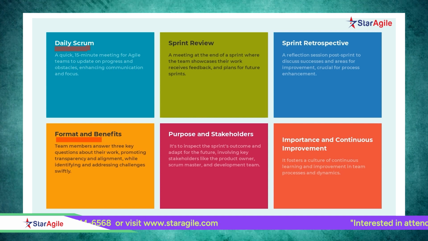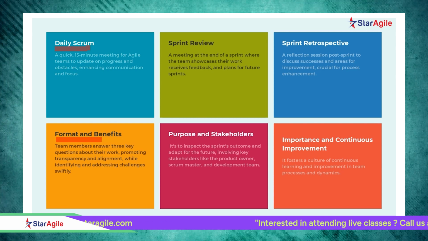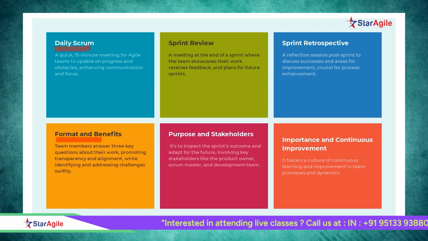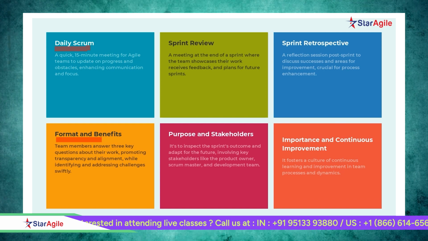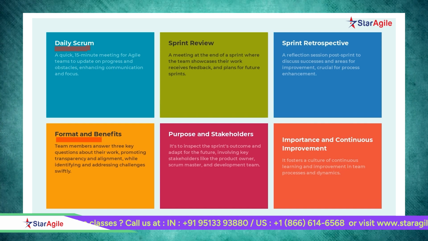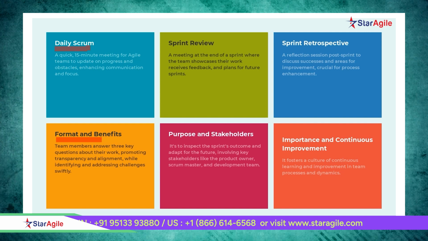The daily Scrum is not a status update meeting for the Scrum Master or product owner. Instead, it's an opportunity for the development team to collaborate and self-organize. The daily Scrum promotes visibility and transparency within the team by providing regular updates on progress and challenges.